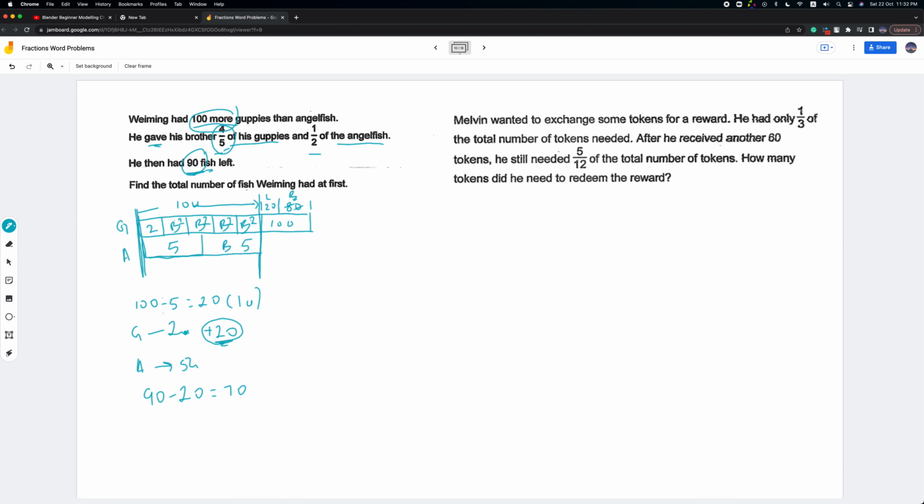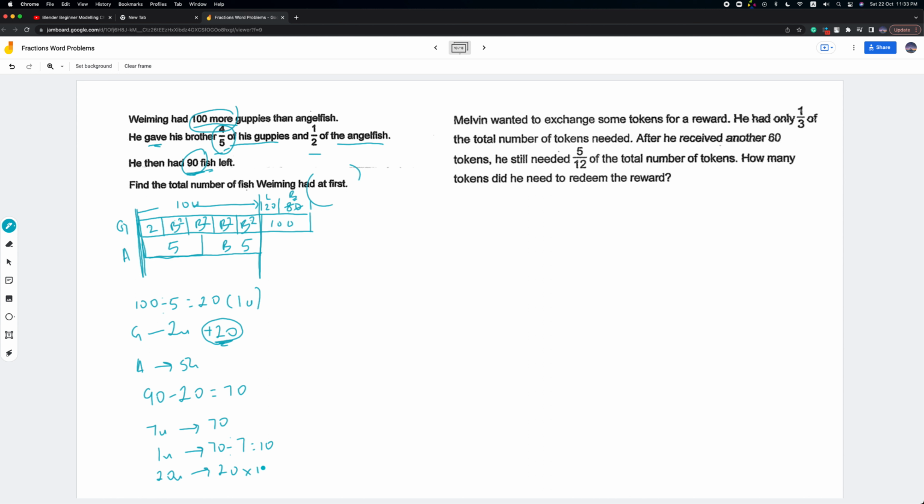Now we are only left with 2 units for the guppies and 5 units for the angelfish. That gives us 7 units. So 7 units is this 70. 1 unit is 70 divided by 7. That gives us 10. We have 1 unit. So now it's easier for us because here we want at first. At first means guppies 10 units, angelfish 10 units. So that's altogether 20 units. So we find the 20 units first.